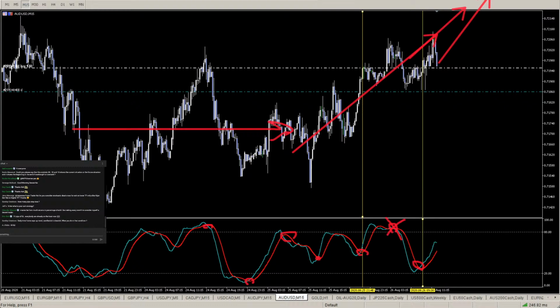Okay, Nova. Hello. Stochastic cross 30, 10, 10. You use in lower time frame only or big time frames too? I use it only on lower time frames, either 5 or 15. I use stochastic crosses because this indicator for me is to capture buying edges or selling edges.